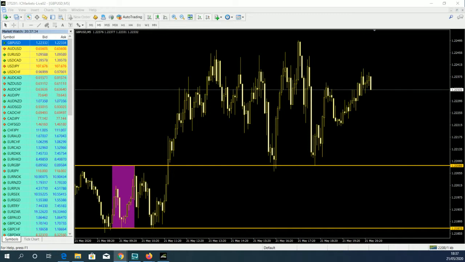Let us start with what I can see on my screen here. I can see GBP USD. So this is the story of GBP USD today. We see the box here.